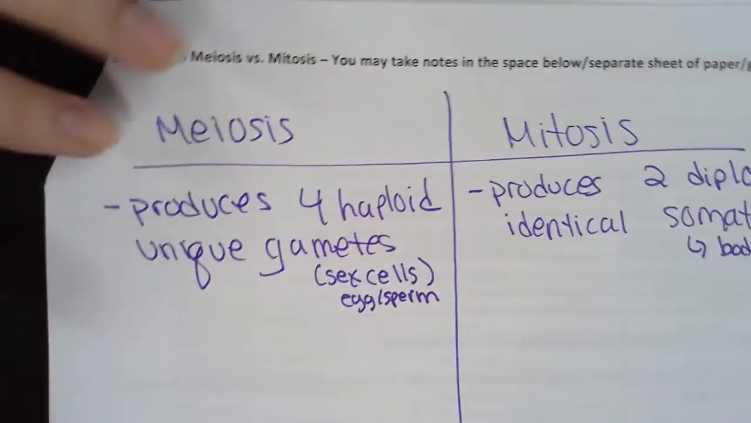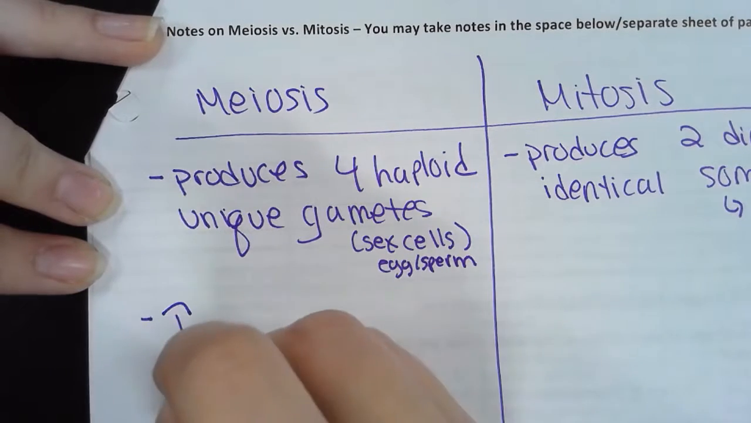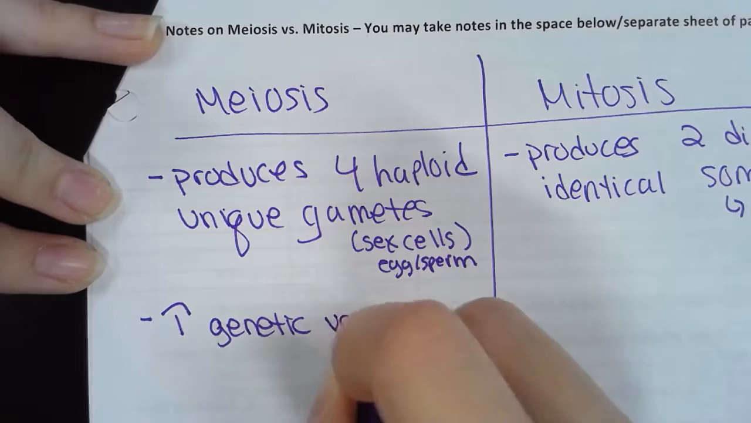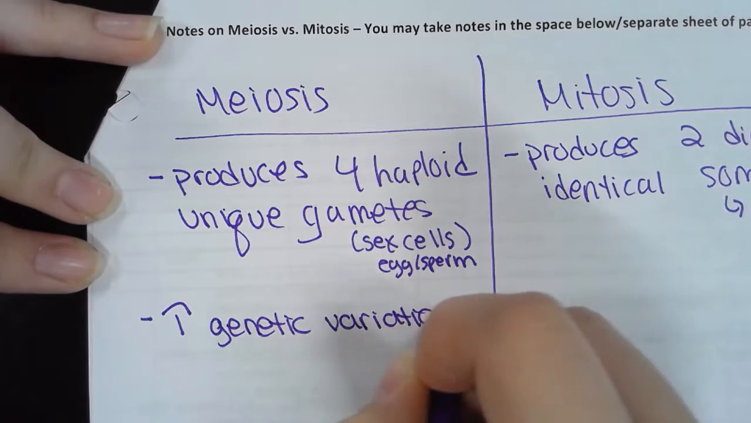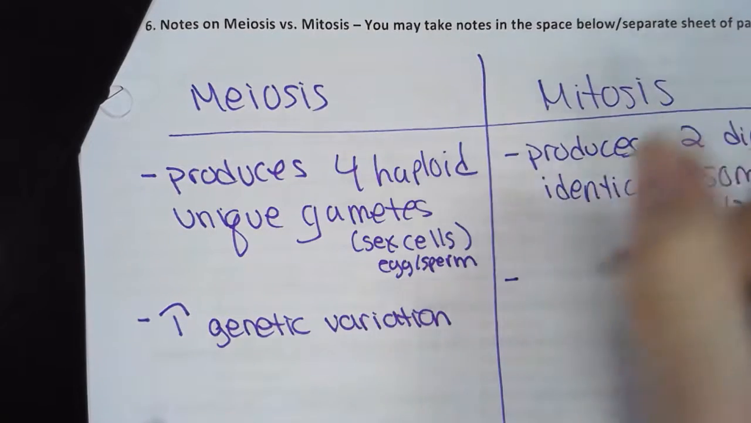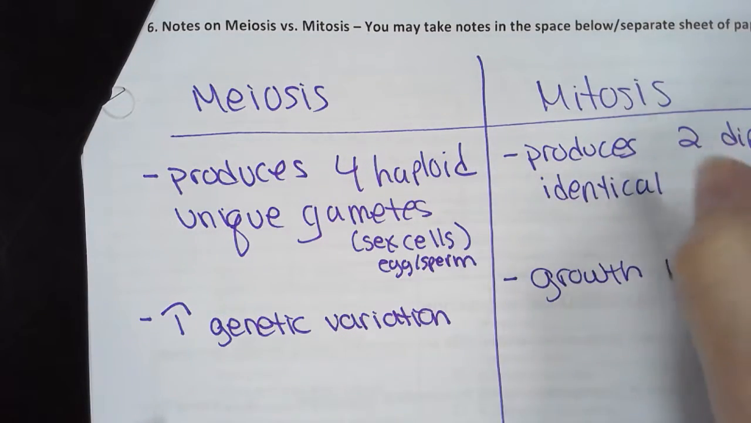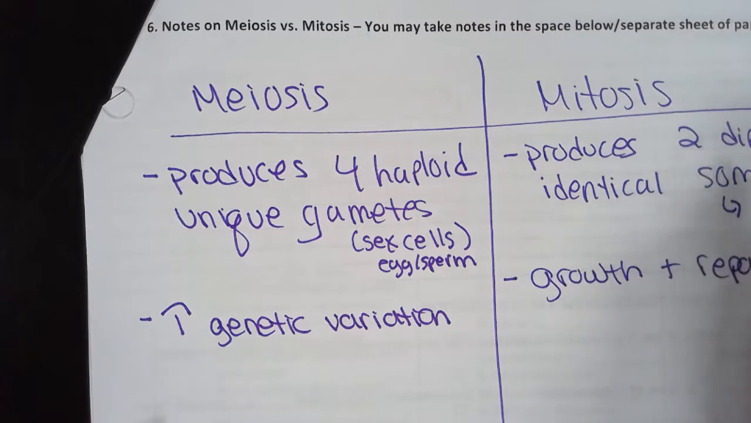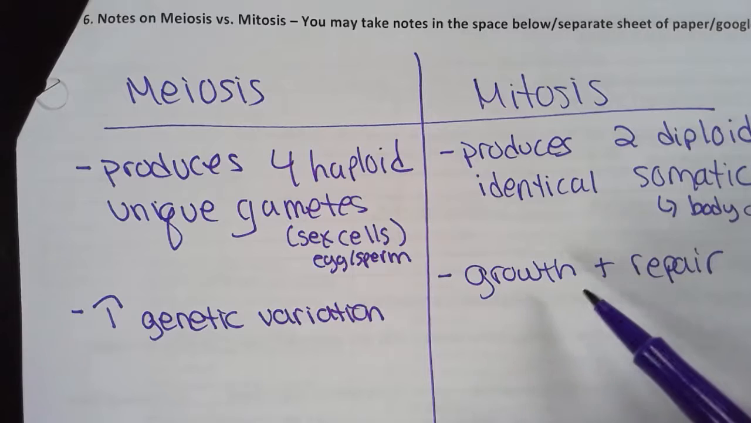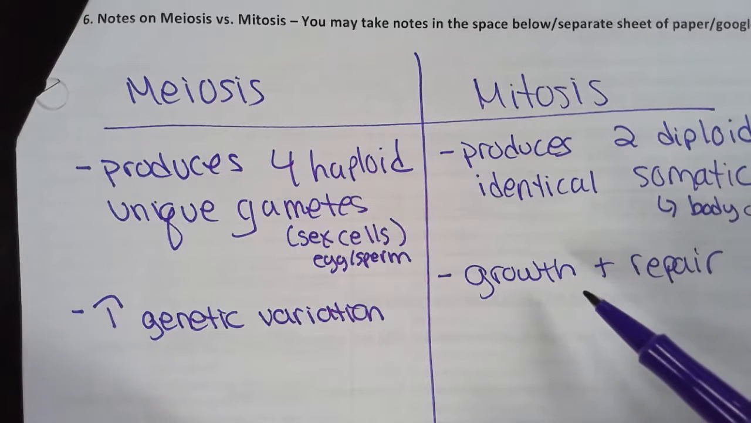The main purpose of meiosis is to produce these gametes, but also to increase genetic variation. For mitosis, its main function is for growth and repair. So, for instance, growth, like this is how you get taller, this is how you get bigger throughout your lifetime, from literally the very beginning.